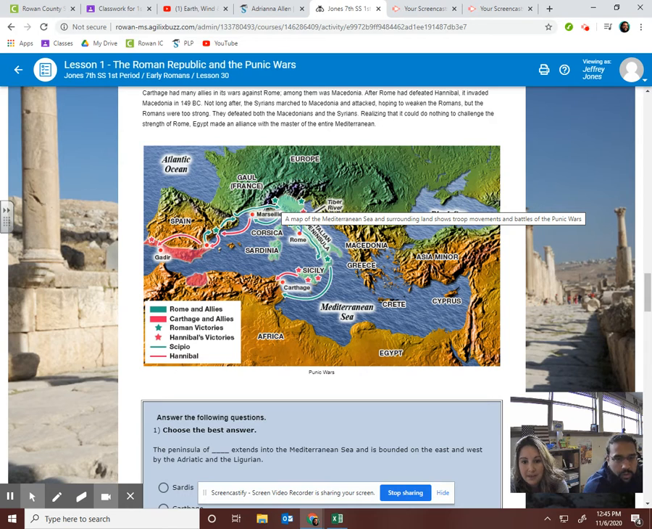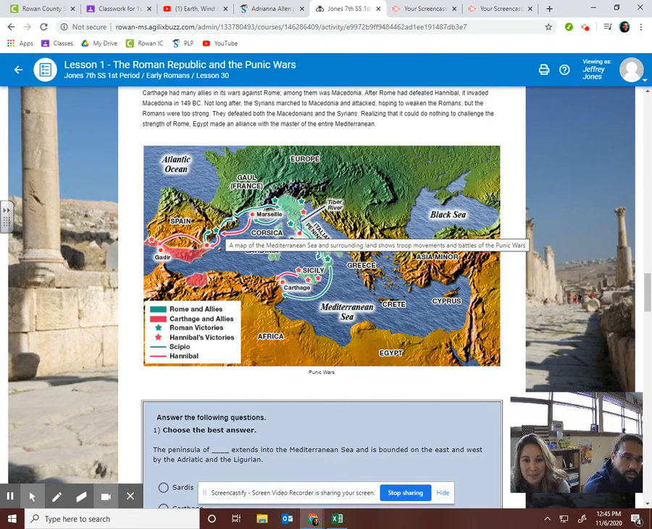So here you can kind of see where the battles took place. You can see where Carthage at first started here with Sicily, attempted Sicily, and then they came over here from Spain and through the Alps. I mean, that was a massive undertaking to go that way.